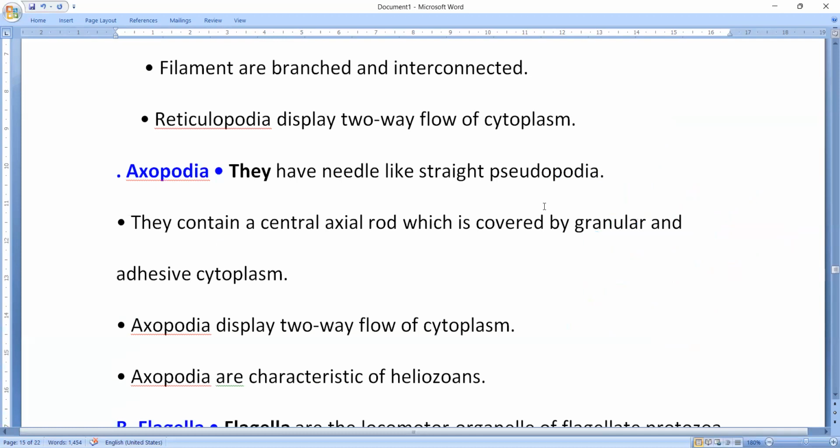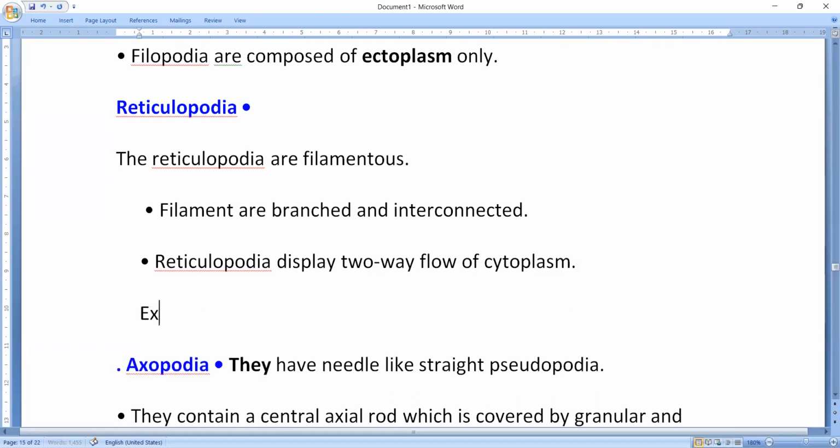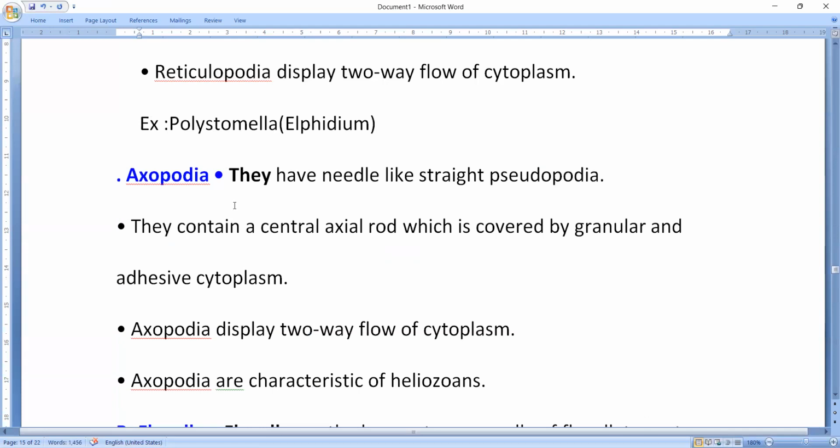They are branched and interconnected. Reticulopodia display two-way flow of cytoplasm. The example is Polystomella. Its other name is Elphidium. Elphidium or Polystomella contains reticulopodia and axopodia.